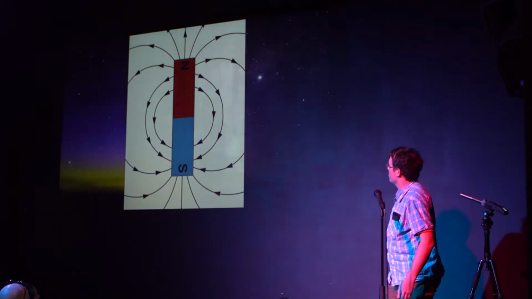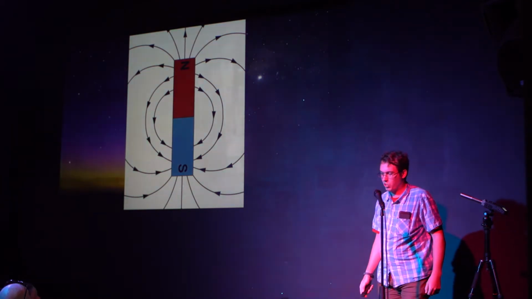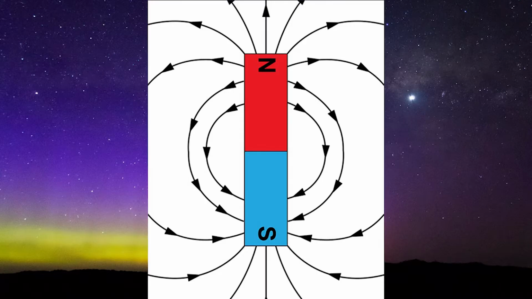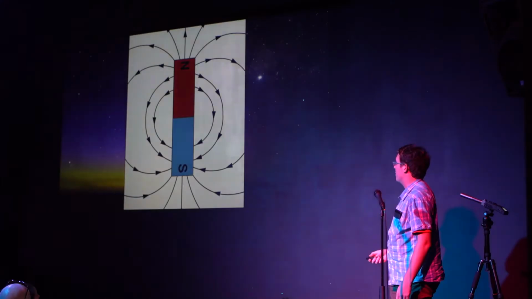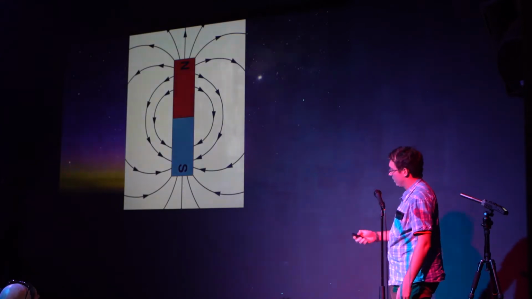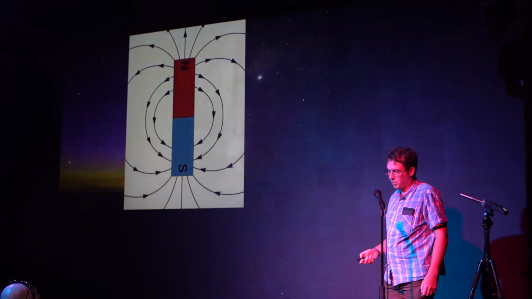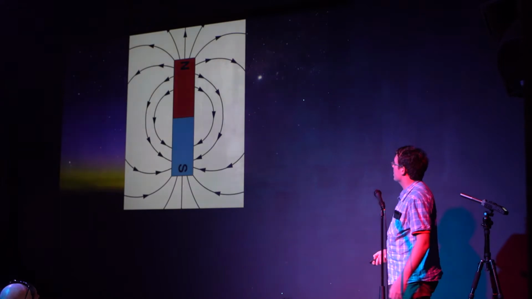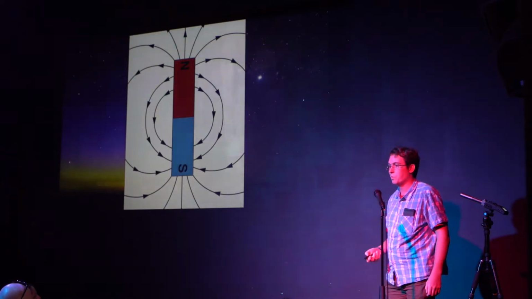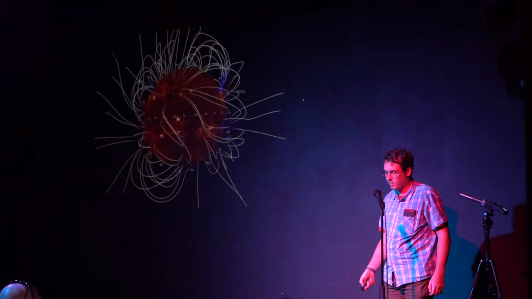Now, this is a bar magnet. You might remember using iron filings at school to see its magnetic field. This is a field diagram of what a magnetic field of a bar magnet looks like. Fairly simple. Now, the sun also has a magnetic field, and it's incredibly powerful. Has some key differences though.